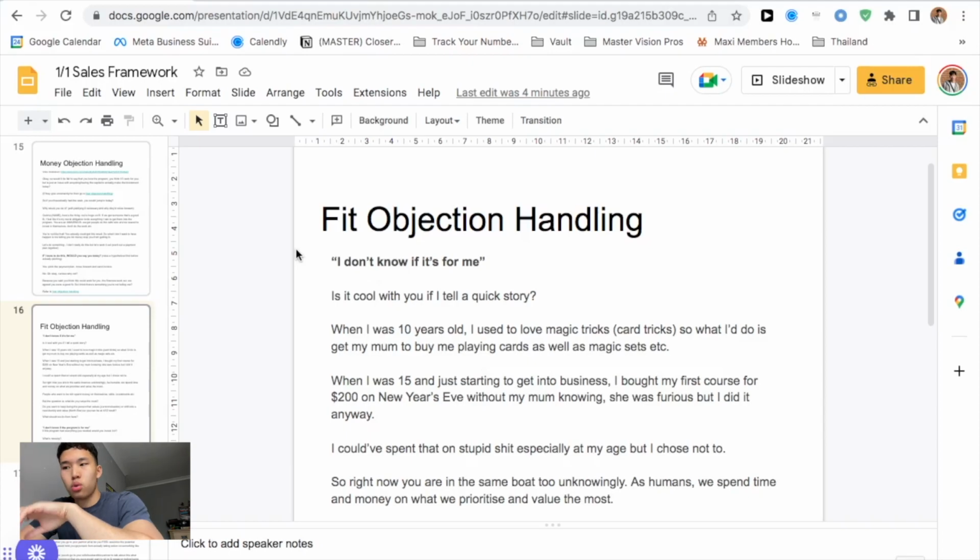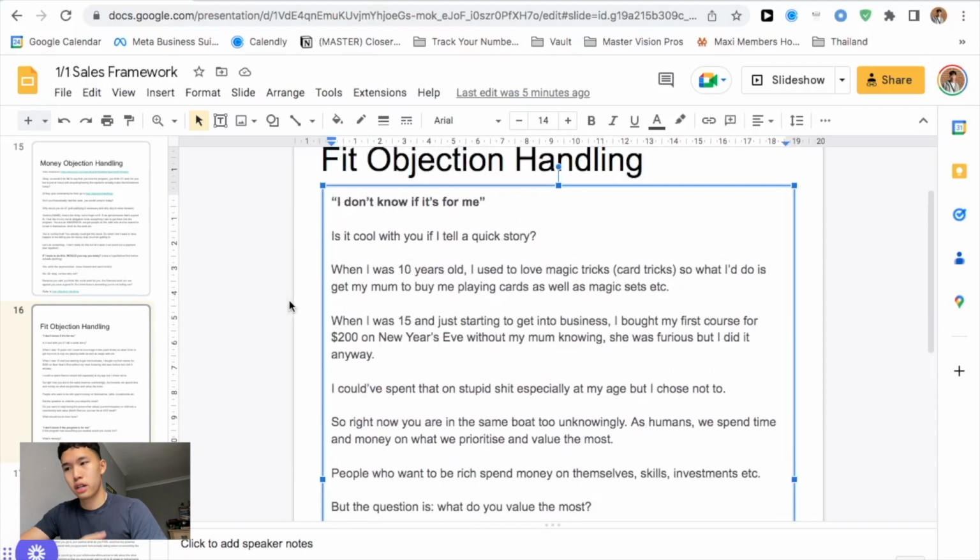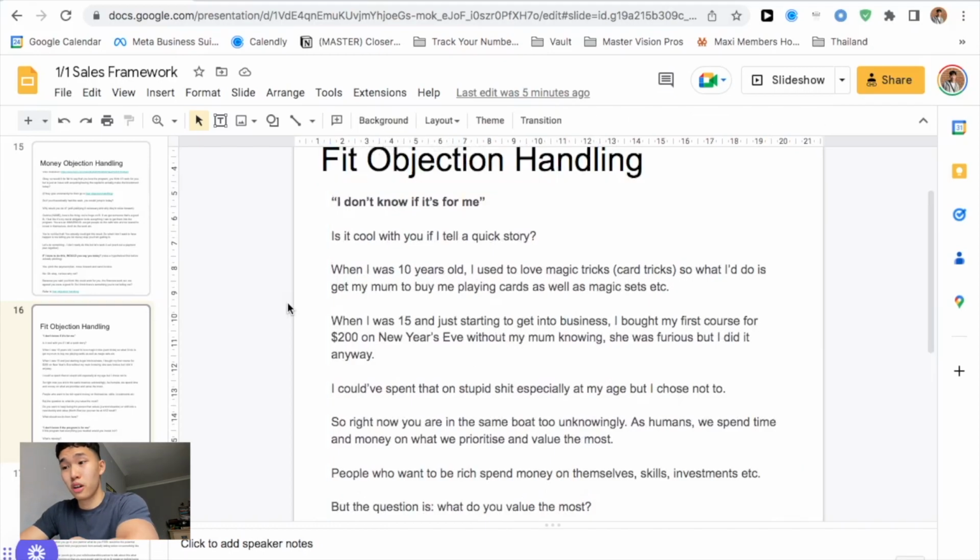So this is my story. I just talk about how when I was 10, I used to love magic cards. I used to love magic tricks. I used to buy playing cards like these, and do magic because that's what I loved learning. It was my passion at the time. And then when I was 15, just starting to get into business, that's when I bought my first course.